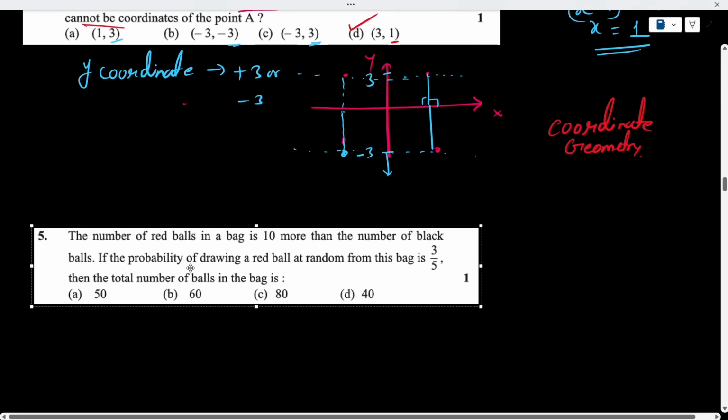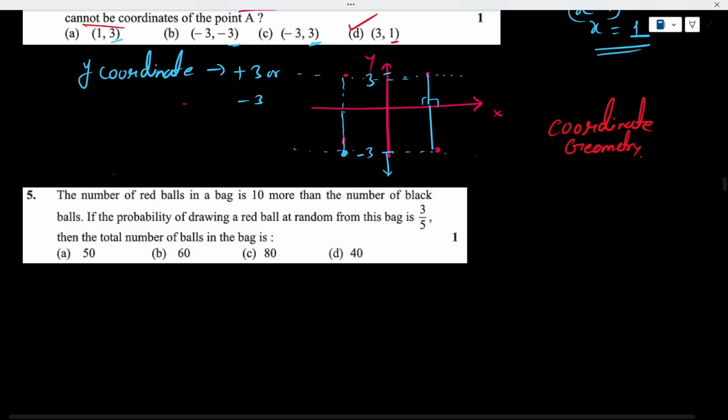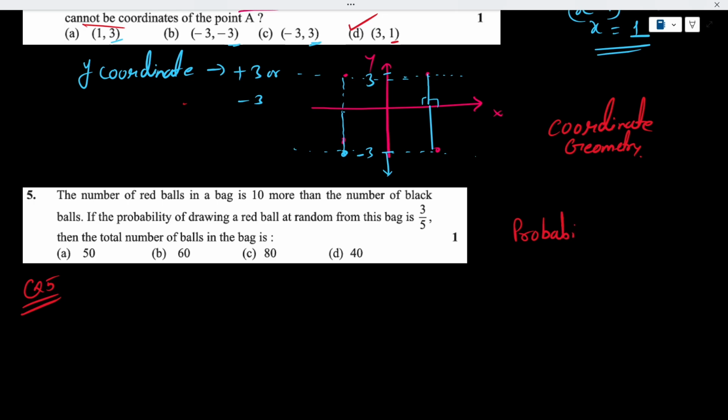Now the next question is from probability. Let us see what is given here. Question number 5, this is based on probability, right? So you should know, when you are solving the question, which chapter it belongs to. Keep solving MCQ questions so that your speed and accuracy both will improve. What does this question say?